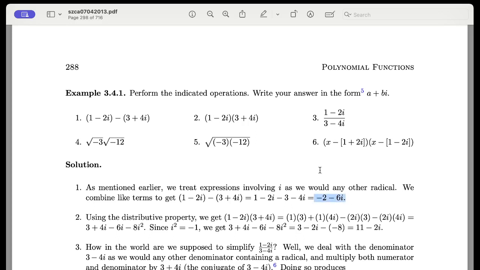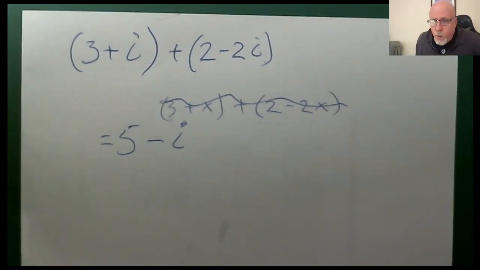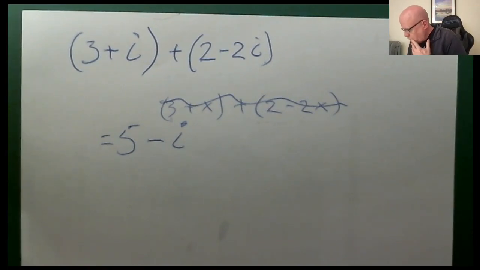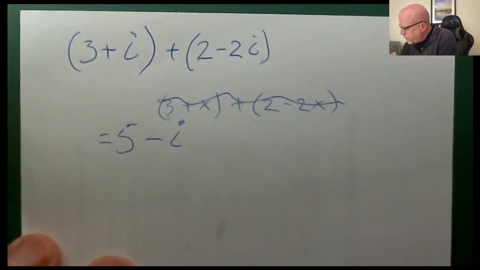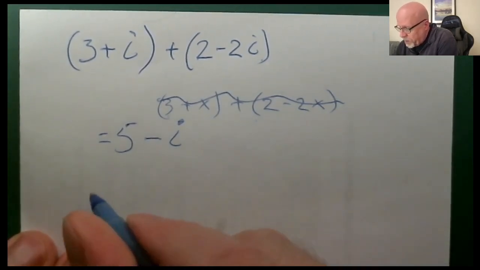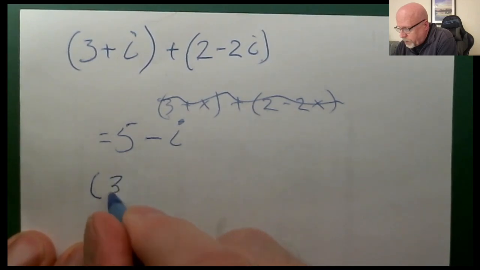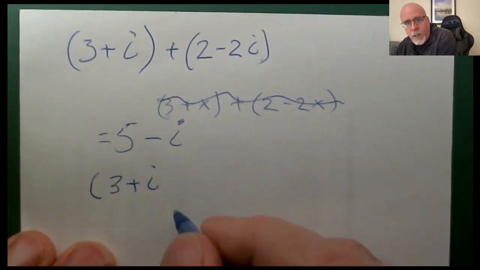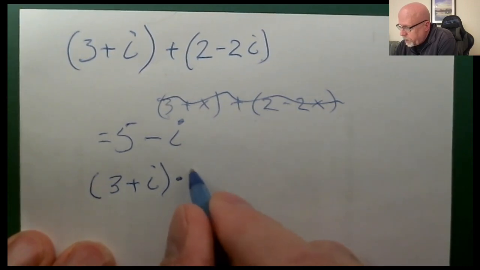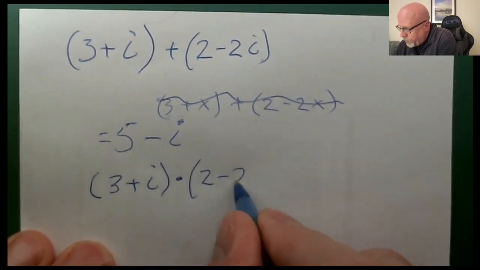Now, the next example of an operation with complex numbers they show is right here. That's multiplication. And I think we should probably jump over to the doc cam again and do one of those. How about, oh, I know, let's use the same numbers. We'll just take the same numbers, and instead of adding them, we'll multiply them. So we have 3 plus i, and we'll multiply that by 2 minus 2i.